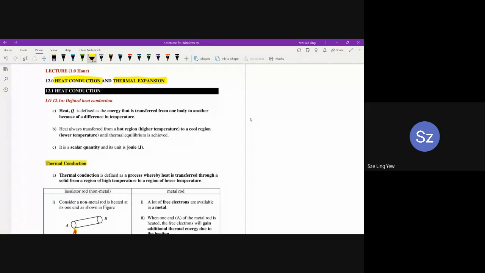So 12.1, heat conduction. Heat is defined as energy. Heat is just a form of energy that is transferred from one body to another body because of the difference in temperature. And usually it's being transferred from a hot region towards a cold region. So if you look at this definition, heat is just an energy. Okay, it doesn't tell you whether something is hot or is cold.